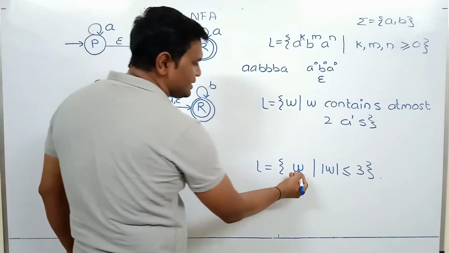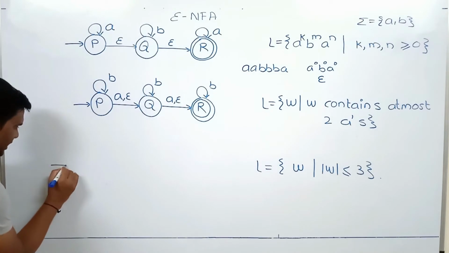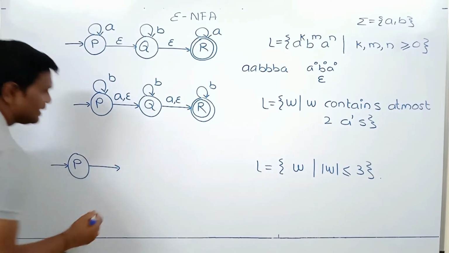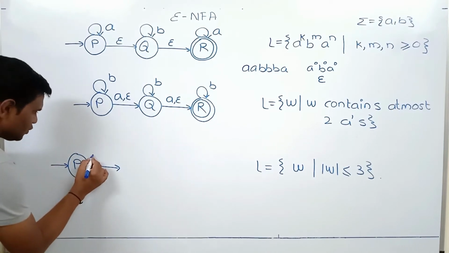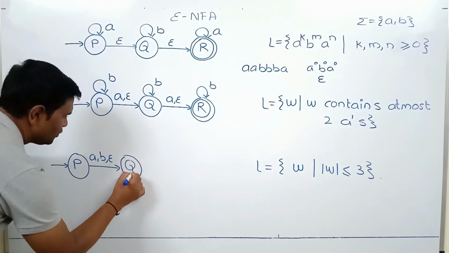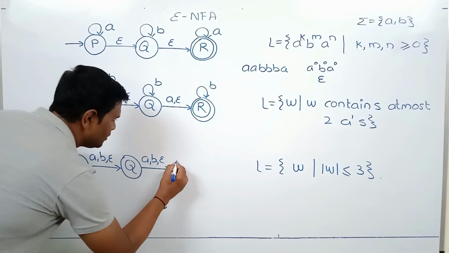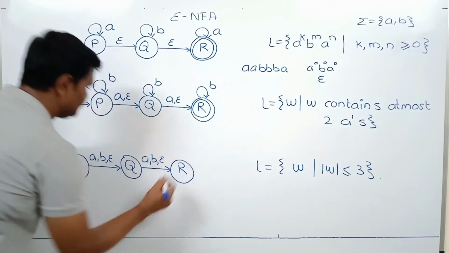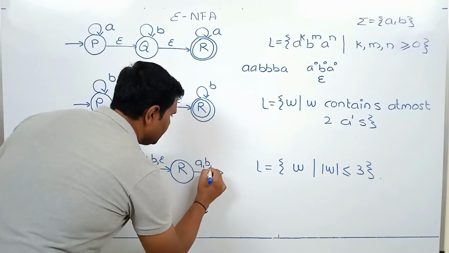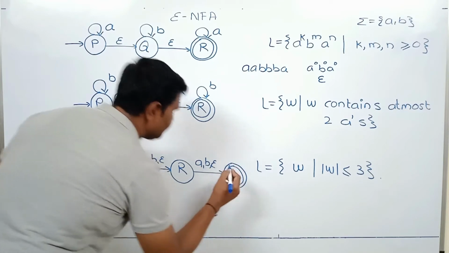Now here language L is W such that length of W is less than or equal to 3. So consider initial state P. Now the condition is string length is less than or equal to 3. So first we process A, B or epsilon, go to state Q. Again we process A, B or epsilon, go to state R. And again we process A, B or epsilon and go to a final state S.